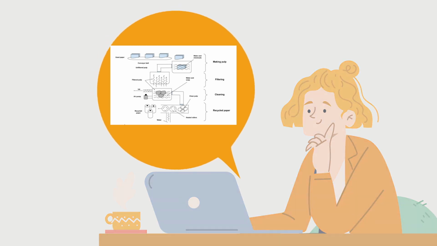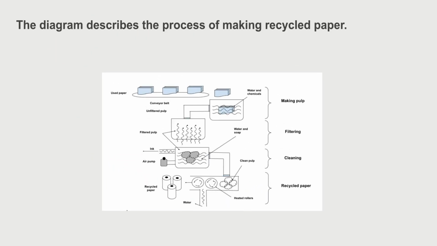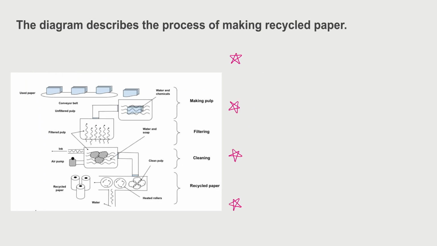So first, let's take a look at our question and our diagram. The diagram describes the process of making recycled paper. As you can see in the picture, this is a kind of process diagram which describes how recycled paper is made.